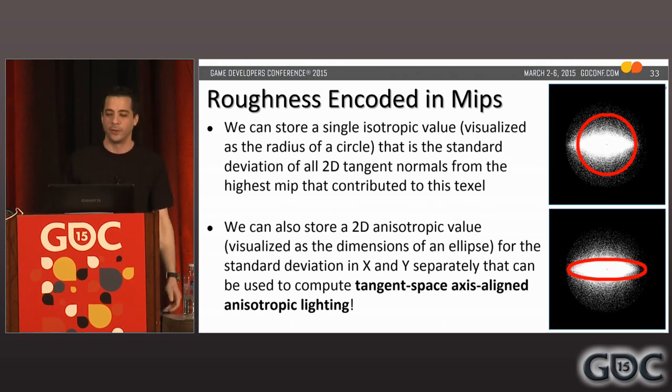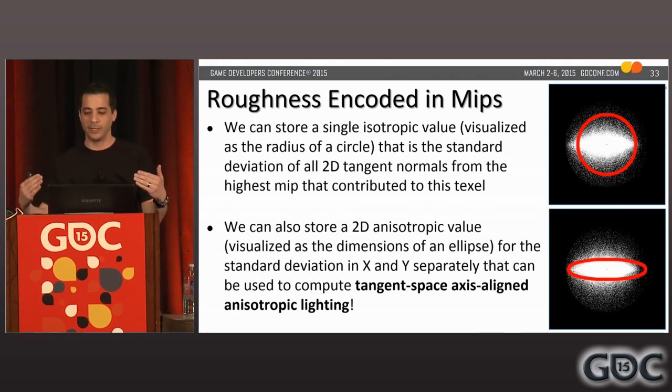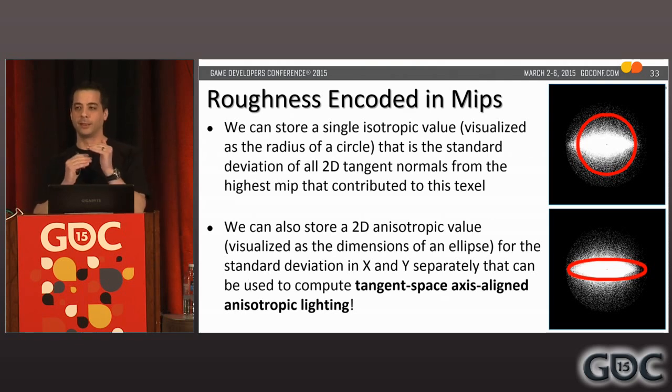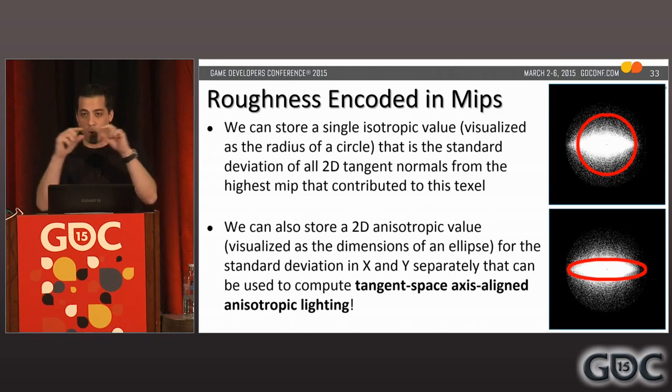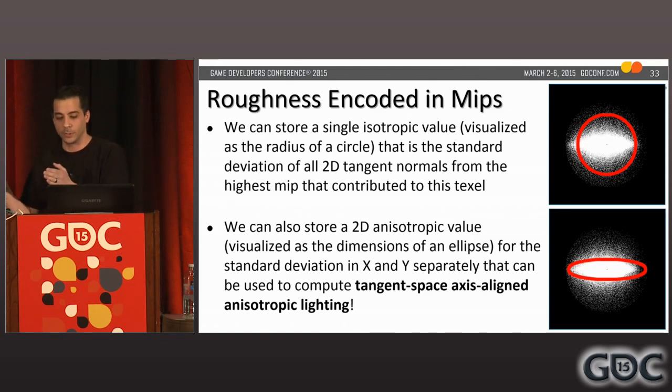Okay? And so when you start thinking through this, you realize that you can store an axis-aligned ellipse in tangent space, which can give you axis-aligned anisotropic lighting. And it's aligned with the axes of your tangent U and V vectors in world space. Okay? So this ellipse can either be wide or tall. It can't be rotated with this method, right? So you have these two values.